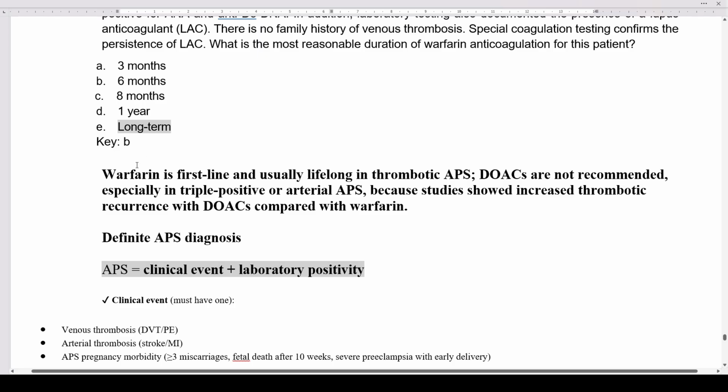Okay, so warfarin is the first line treatment in case of antiphospholipid antibody syndrome, usually lifelong in thrombotic cases. DOACs are not recommended, especially in triple positive. If there is triple positive, LA is positive, anticardiolipin and beta 2 glycoprotein, everything is positive, in that case DOACs are not recommended because studies show that there is increased thrombotic recurrence with DOACs compared with heparin. That's why in case of antiphospholipid antibody syndrome, we give patients warfarin, not DOACs.